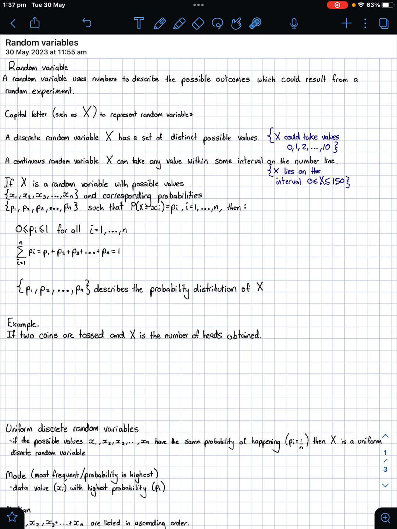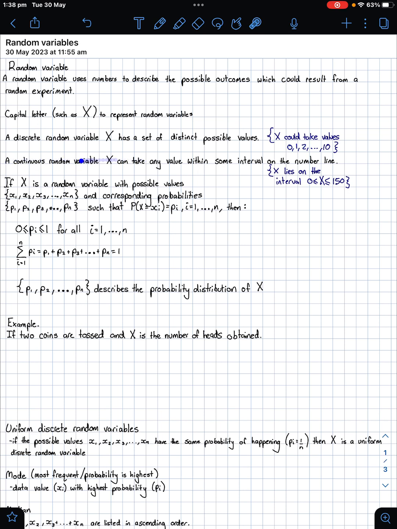For a discrete one, it has a set of distinct, meaning different, possible values. So X could take values 0, 1, 2, through to 10. This was the example in the textbook: wickets in an innings. There's 10 batsmen, and once you've got 10 wickets, your team's out. So it can be 0 up to 10, but it can't be decimals in between.